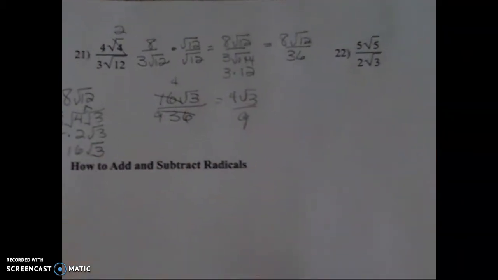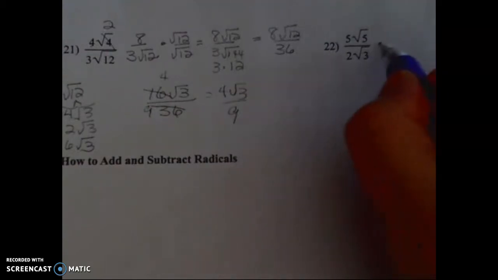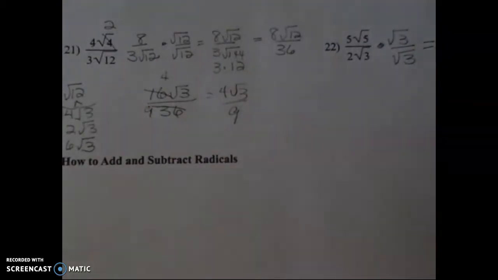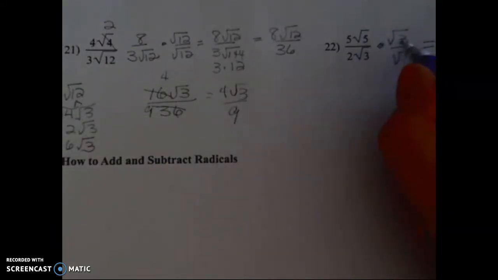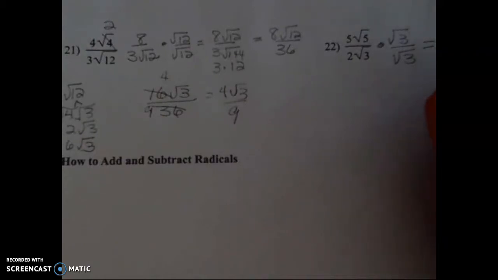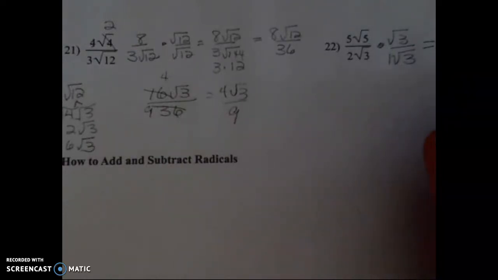Last one. No perfect squares. Can't simplify. Rationalize the denominator. Okay, up top. The number in the front is 5. The root of 5 times the root of 3 is the root of 15. 2 times 1 is 2. The root of 3 times the root of 3 is 9. There's my perfect square. Square root of 9 is 3. Times 2 is 6. So I get 5 root 15 all over 6.